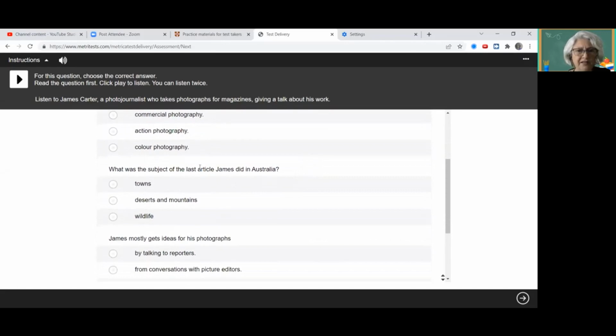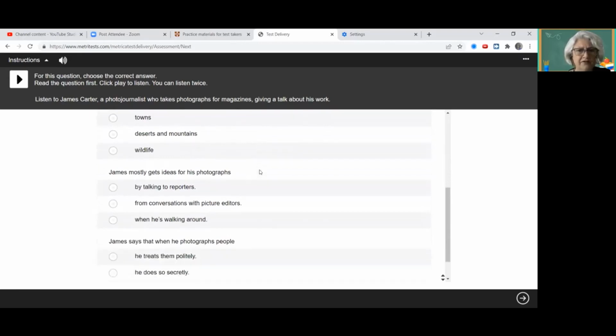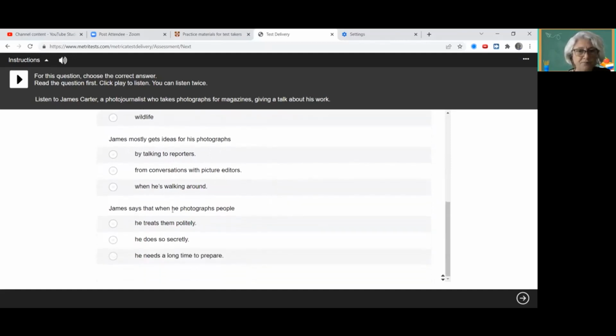What was the subject of the last article James did in Australia? Towns, deserts, wildlife. Now, you don't want to read word per word. You just want to read fairly quickly. James mostly gets ideas for his photographs from talking to reporters, conversations when he's walking around. He says that when he photographs people, he treats them politely. He does so secretly. Okay, so I've quickly looked at the questions, and now I'm going to listen.